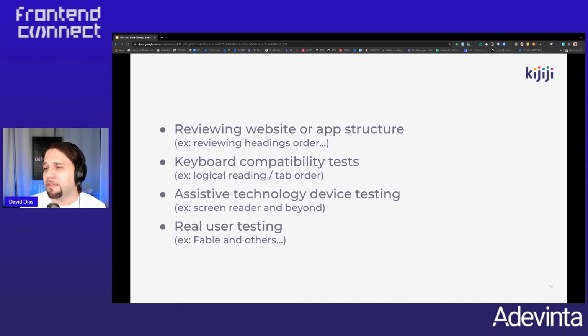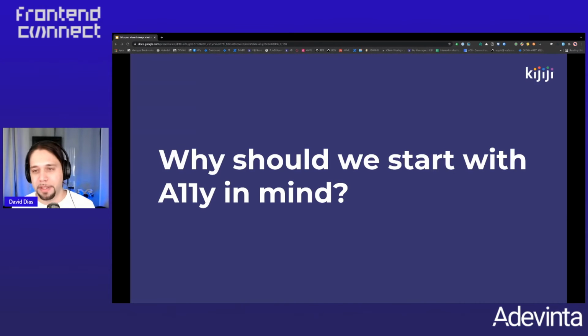And you can do a lot of things yourself. You can review your websites, and review the headings order. That's a really common issue. Try navigating your website or product with a keyboard. Use some assistive technology devices. I highly recommend everyone get familiar with them, and then test with real users. Because at the end of the day, it's nice to have automated tests and to ensure your code is correct, but real users will use your product, so it's important to ensure it's going to work well for them.